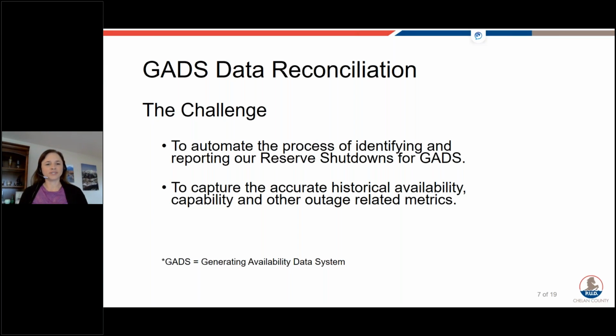Okay, so for the first use case, I'm going to be reviewing how we approached our GADS event data reconciliation. We had some challenges in front of us at the start of the year. We were asked to automate the process of identifying and reporting our reserve shutdowns for GADS event reporting. In addition, the district wanted to capture very accurate historical availability, capability, and other metrics, which meant that we needed to identify each outage to the minute.